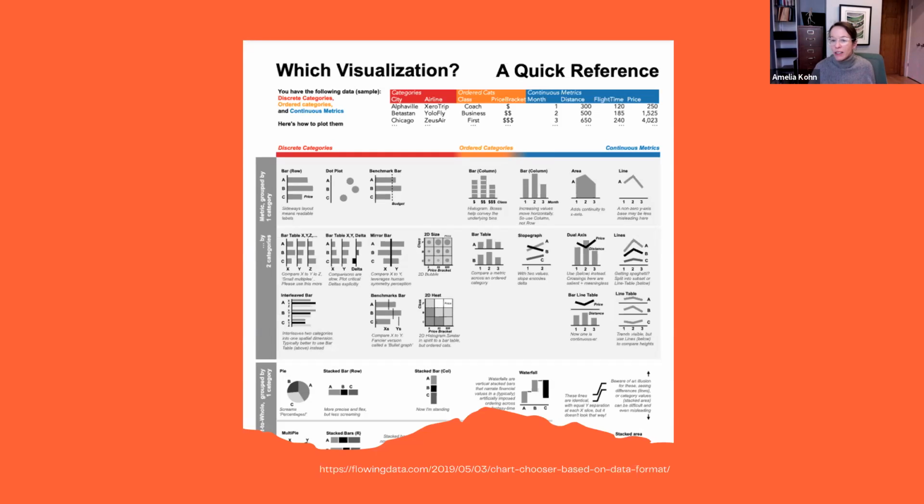And then finally, you have continuous data, an example of which would be dollar amounts.